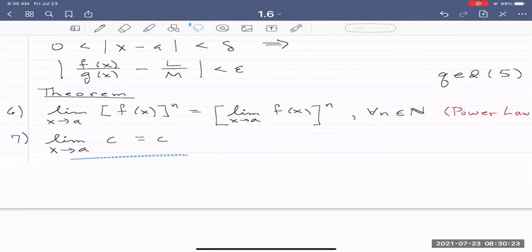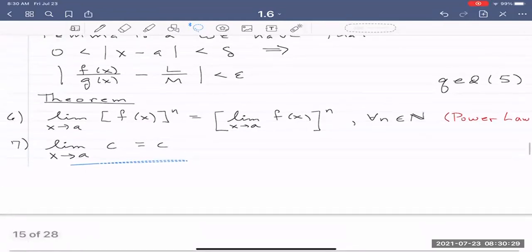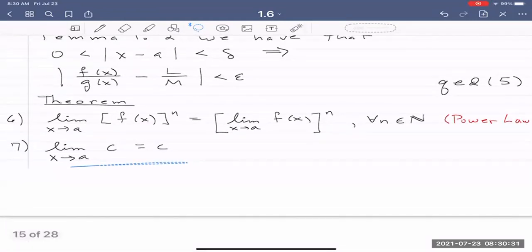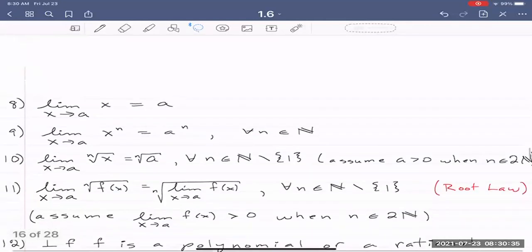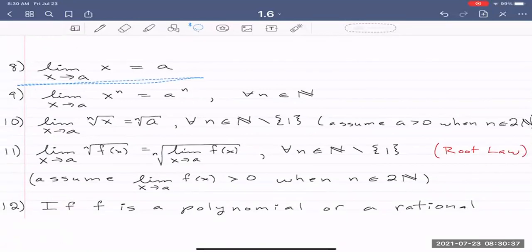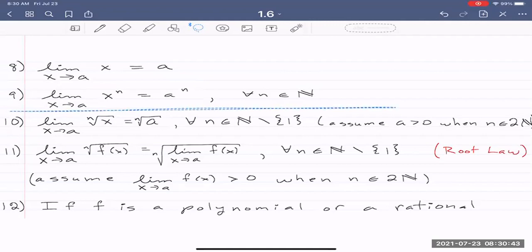The limit as x approaches a of c is c. And so that really follows from the above limit law. The limit as x approaches a of x is equal to a. The limit as x approaches a of x to the n is a to the n for any natural number n.